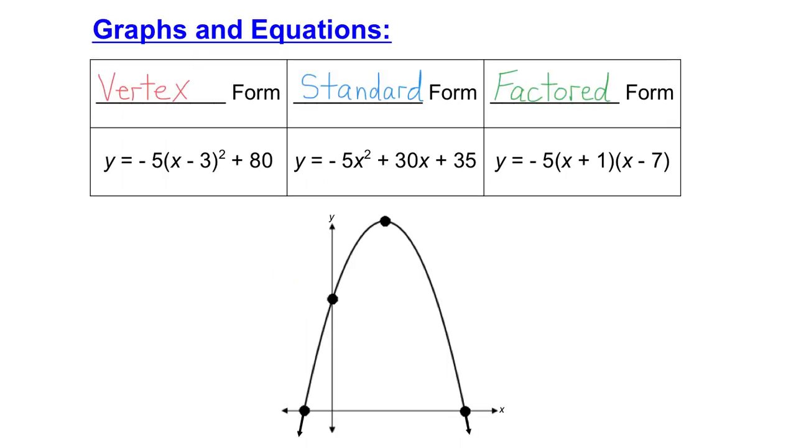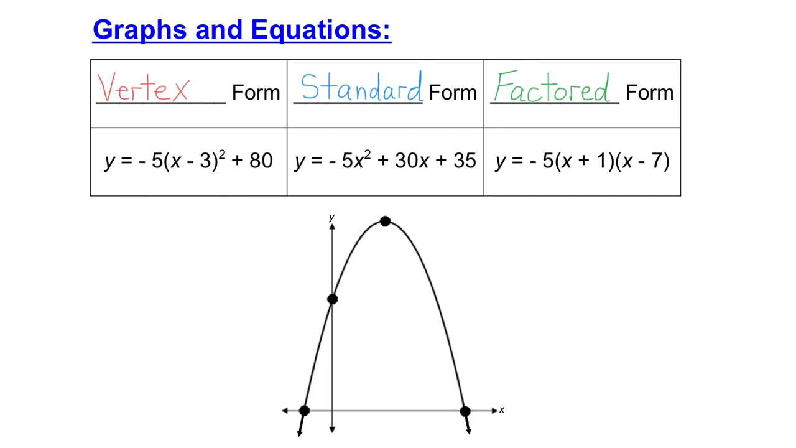Now there's three different ways of writing the equation for a quadratic function. There's the vertex form, the standard form, and the factored form. Now on your screen, I'm showing you an example of one quadratic function. I've just written its equation in three different ways.